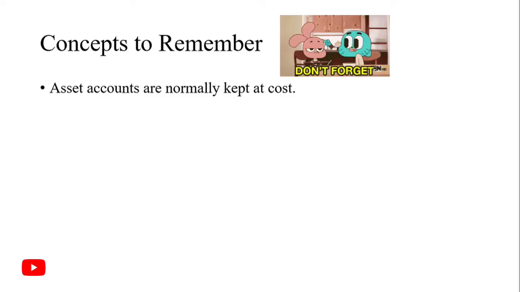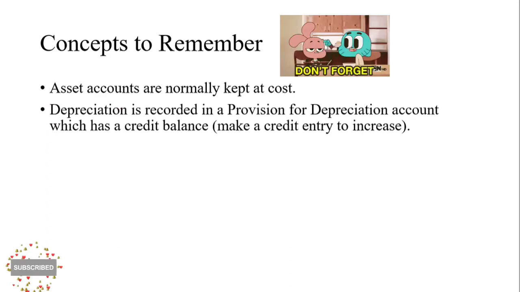So these are some important concepts to remember if you are to do well in this topic. You need to remember that asset accounts are normally kept at cost. So just remember that at all times, asset accounts are kept at cost. Depreciation is also recorded in a provision for depreciation account, which has a credit balance. What that means is that to increase the account, you would make a credit entry. Or you can say the balance brought down is always on the credit side, or the balance carried down is on the debit side. Those are other ways to explain a credit balance.